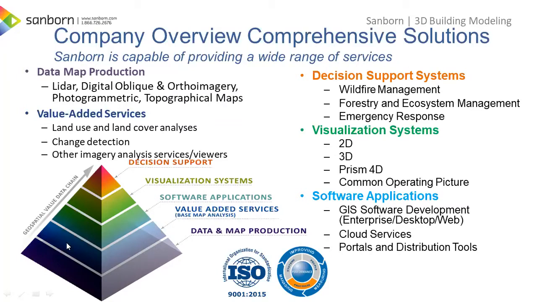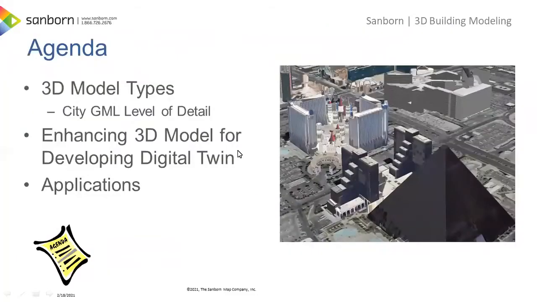But the bulk of our work, this pyramid shows the percent of the work that we do in each one of these components. Our data map production, which includes LiDAR, oblique imagery, orthos, contours, and whatnot, still makes up about 85% of the work we do. So we feel the GIS value chain really starts with high accuracy, intelligent data. It's critical that your base map be continuously updated, accurate, and intelligent.